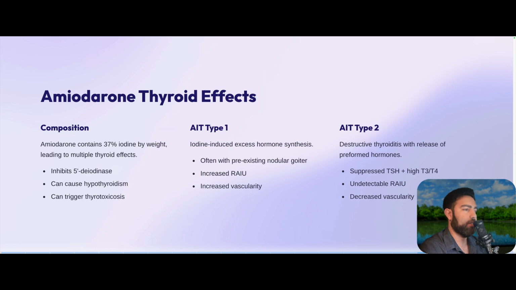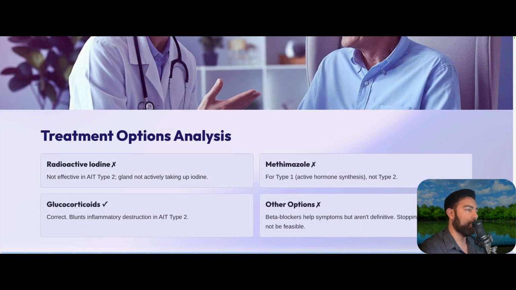That means often someone has maybe a nodular goiter, and once they get the amiodarone, they have increased RAIU uptake and increased vascularity. But type 2 is a type of a destructive thyroiditis with release of the preformed hormones. So the patient will present with the suppressed TSH, high T4, undetectable RAIU, and decreased vascularity on ultrasound. So very important to know and to be able to distinguish between these.